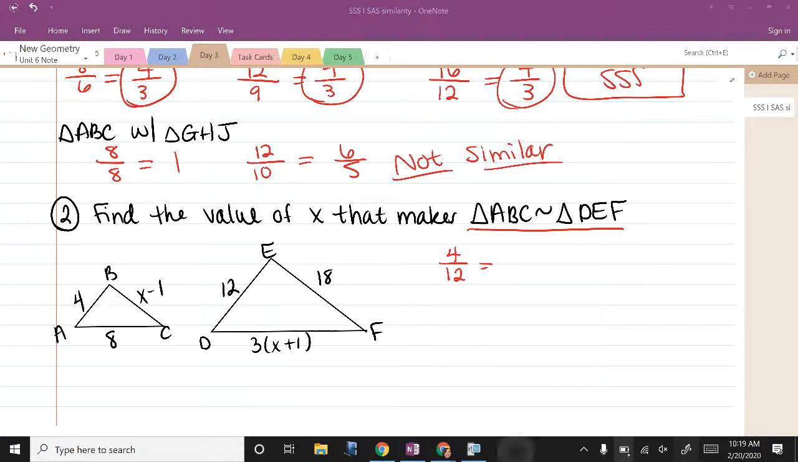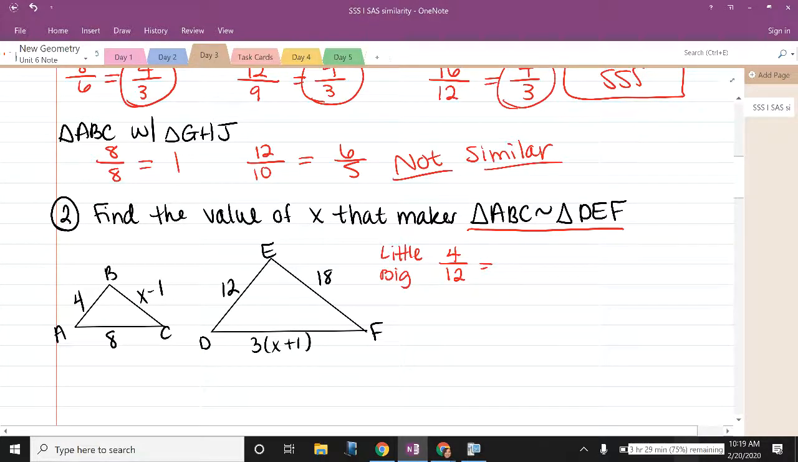So I'm going to keep the little triangle stuff on top and the big triangle stuff on the bottom, right? So you need to keep consistent with that. So x minus 1 is in the big triangle, and it is segment BC. What segment corresponds with BC? EF, which is 18. Y'all with me? Now, if you wanted to make that simpler, you could reduce that 4 over 12 to 1/3. Y'all want to do that? Make it smaller numbers to multiply.